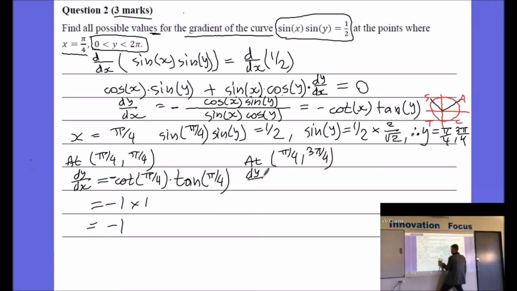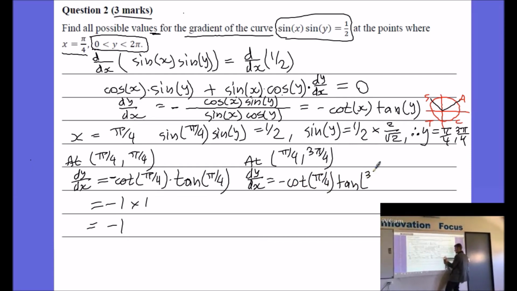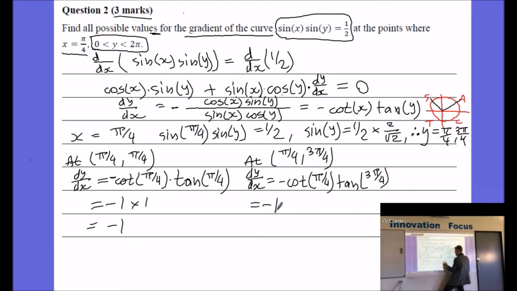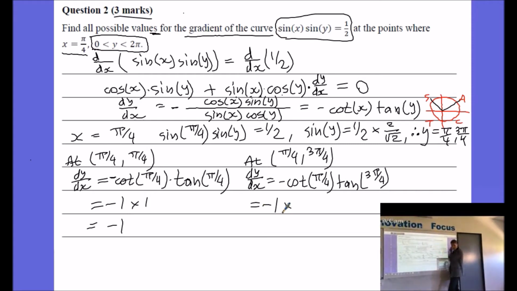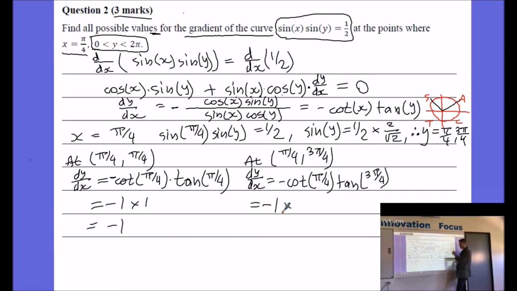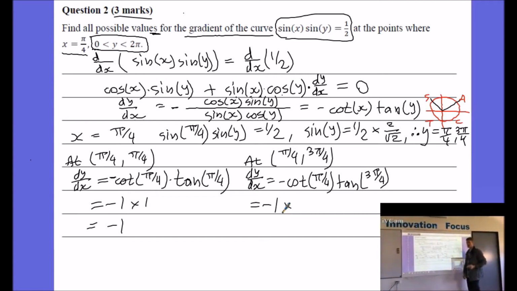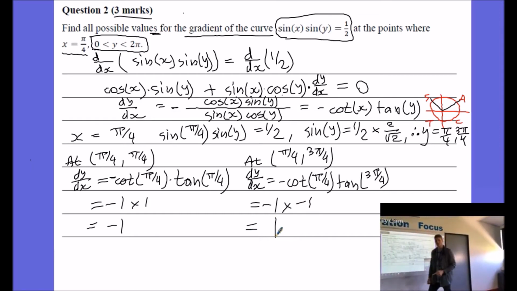Okay, then the gradient value, dy dx. So we've got cot at pi on 4, but the tan function now is at the y coordinate, 3 pi on 4. -1. The tangent at 3 pi on 4, the 3 pi on 4 is in the second quadrant. We can look at unit circle again, and we know tan's going to be negative in that second quadrant, so -1. And altogether we get +1 as the gradient value.